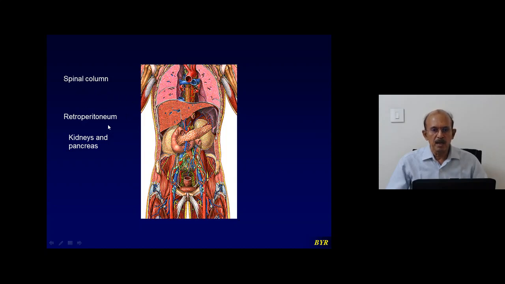The spinal column, and the retroperitoneal mesenchymal tissues, namely the muscles, the fascia, the areolar tissue, the adipose tissue that is there behind the peritoneum, are called the retroperitoneal tissues. Then kidneys, ureters, bladder, and pancreas, and the C-loop of the duodenum, as well as the ascending and descending colons, are all retroperitoneal.